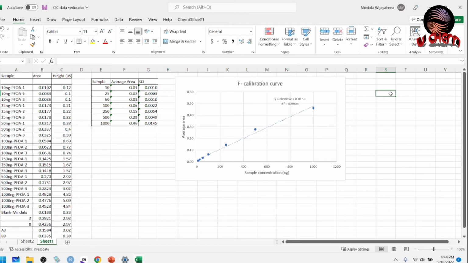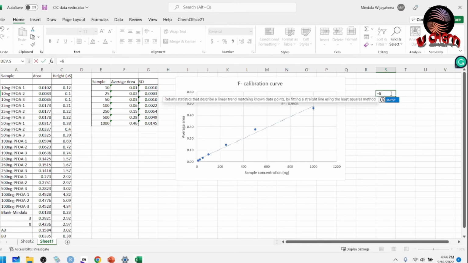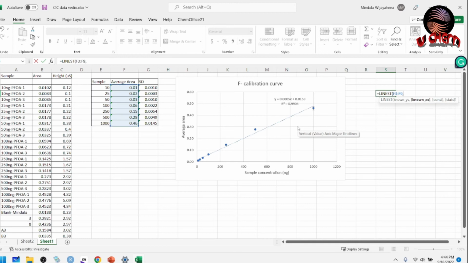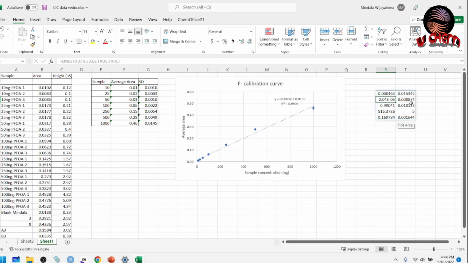So okay, equal mark LINEST, select that. See, it's asking for known y's. Yeah, we know these y values, and then comma, and then known x, these values. Yes, we know those. And then constant is asking false or true. So type true, again true, right? And then hit enter.